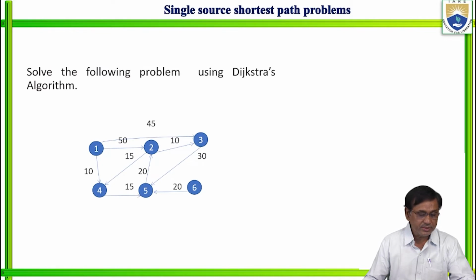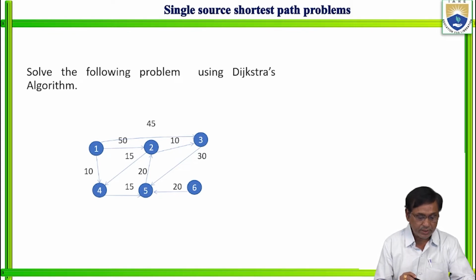Now consider the example. Solve the following problem using Dijkstra's algorithm. Here 6 vertices are there. 1 to 2 is connected, the weight is 50; 1 to 3 is connected, the weight is 45; 1 to 4 is connected, the weight is 10; 4 to 5 the weight is 15; 6 to 5 weight is 20; 5 to 2 the weight is 20; and 2 to 4 the weight is 15. So these are the weights given.